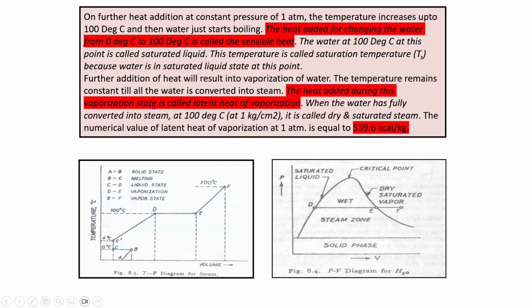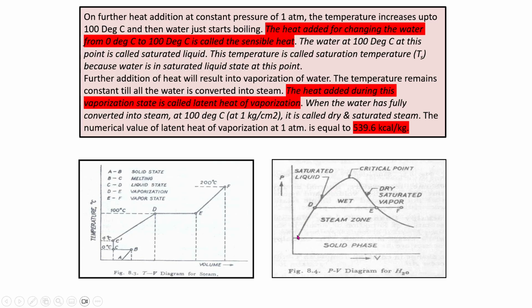The heat added during this vaporization is called the latent heat of vaporization. At 100 degree centigrade and 1 kg per centimeter square, its value is 540 kilocalorie per kg. So this stage is the wet steam zone. This stage is called dry saturated vapor.